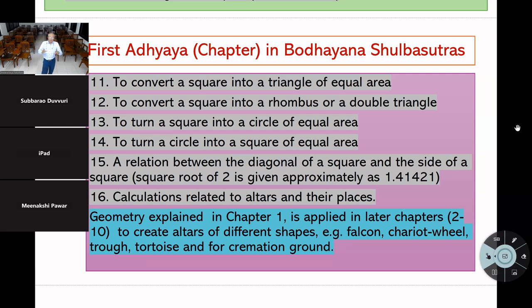So this geometry explained in chapter 1 is applied in all the later chapters. So you see that application is spread in 9 chapters. The original principles of geometry are contained in chapter 1, and all the applications. So falcon shaped or hawk, falcon, eagle, these are the prototypes. Chariot wheel, trough, tortoise, and also for cremation ground. That also is kind of a Yajna. So what is the shape of that was also discussed. So all that required geometry.